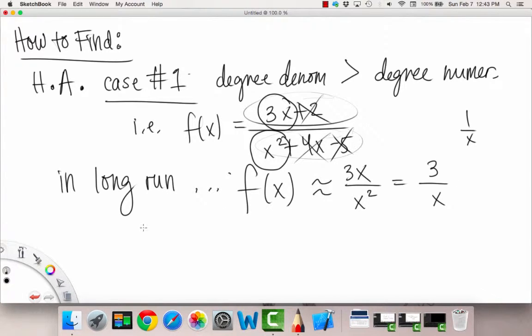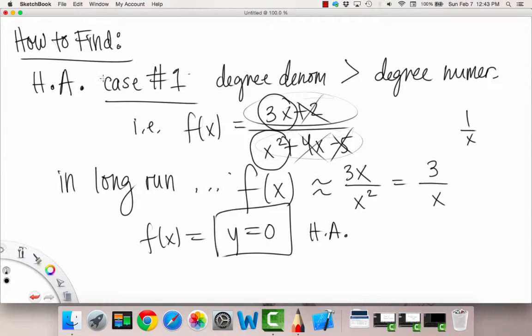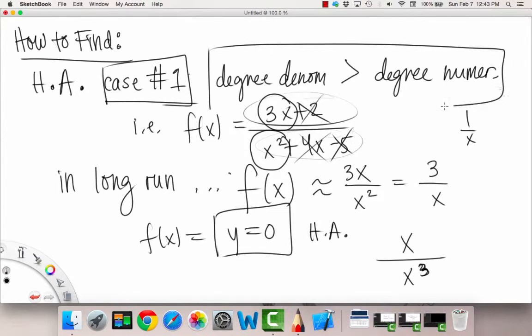So that basically just means that f of x, or we could even say y, is equal to 0. This gives us a horizontal asymptote whenever we're in case 1, which is when the degree of the denominator is greater than the degree of the numerator. And not only for this example, that also happens if you have something like x over x squared, which is what we had. Let's say x over x cubed, same concept happens in the long run, anytime you have this case number 1.